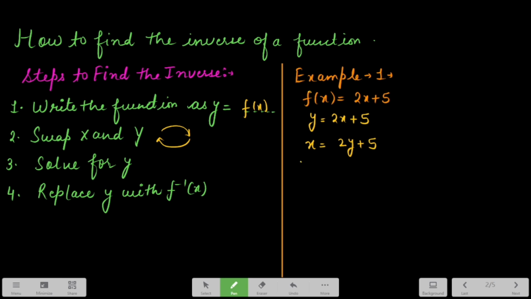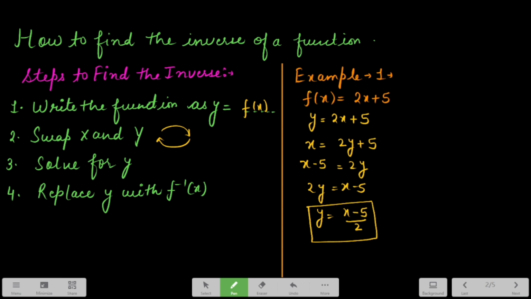So let's solve this equation. Subtract 5 from both sides. So x - 5 = 2y. Now divide both sides by 2. So y = (x - 5)/2 is your value of y. Now fourth step is replace y with f inverse(x). So I'm writing f inverse(x) = (x - 5)/2. This is your answer. Very easy. Let's move ahead.